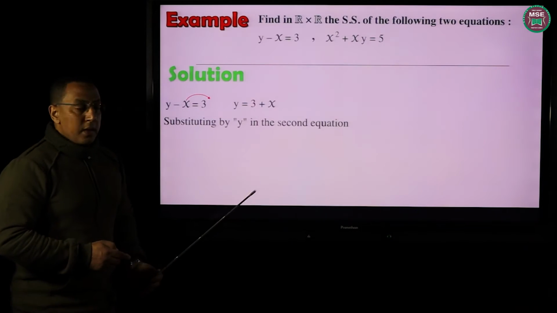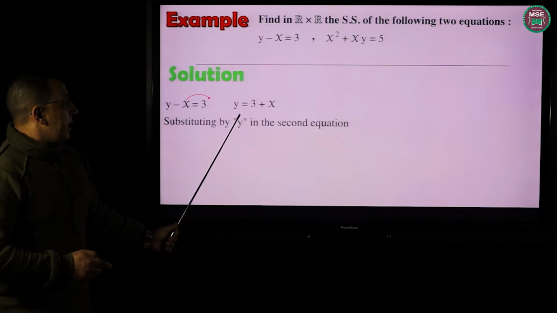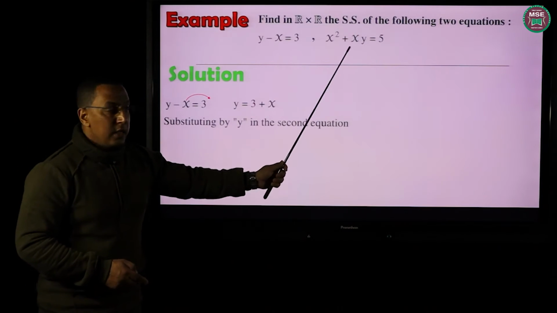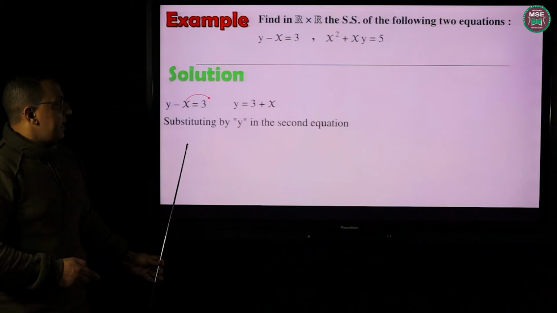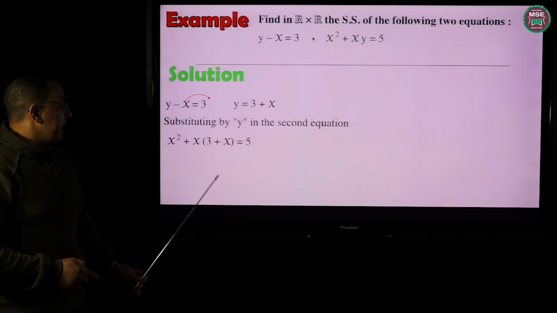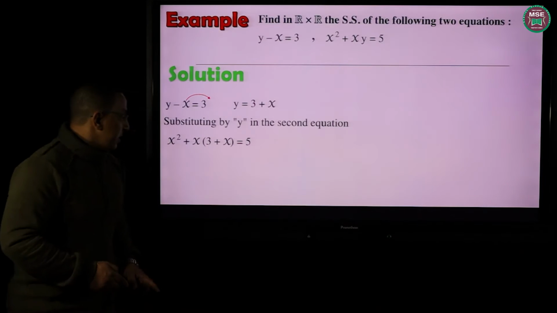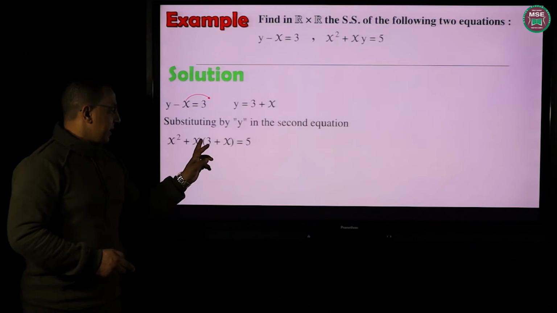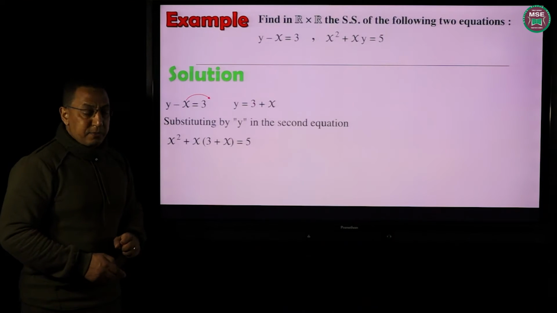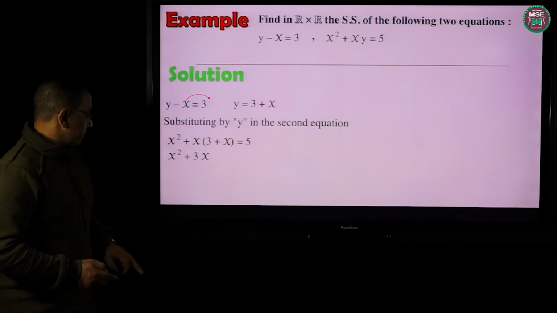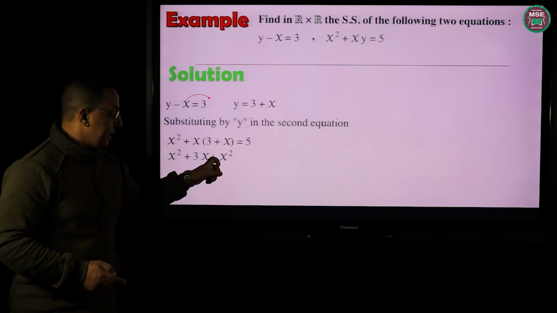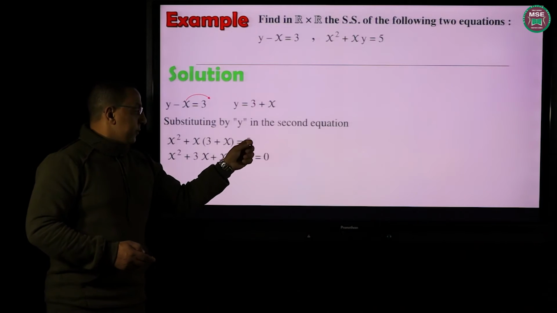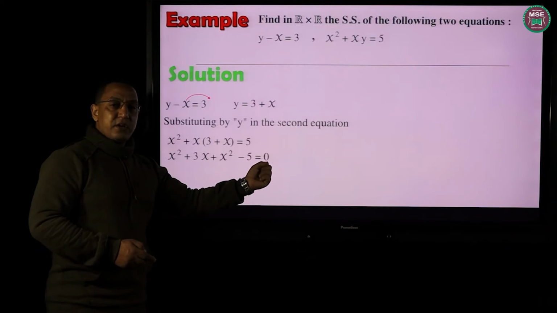This is the first equation. By substituting here 3 plus x in place of y, it will be x power of 2 plus x times x plus 3 equals 5, as I said before. Now I'm going to distribute x among the bracket: x times 3 equals 3x, and x times x equals x power of 2. Then send 5 to the left side, it will be negative 5, to make the right side equal 0.